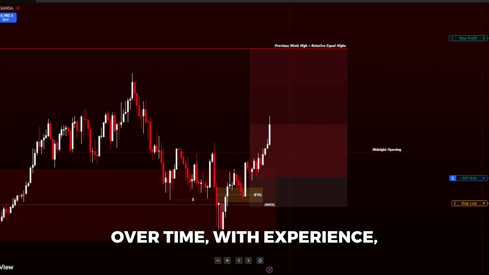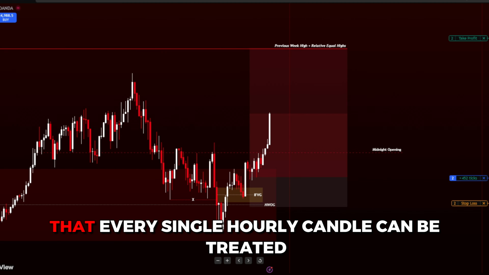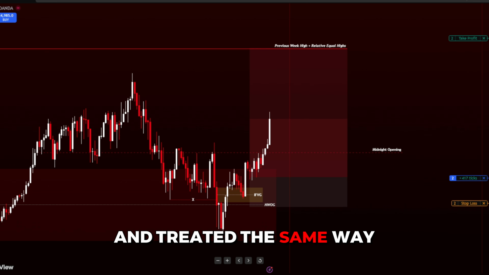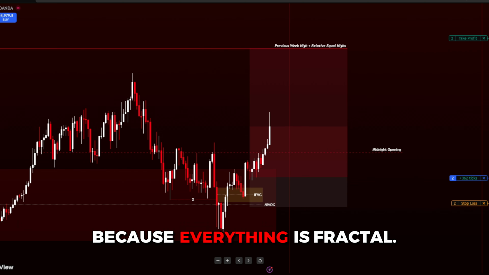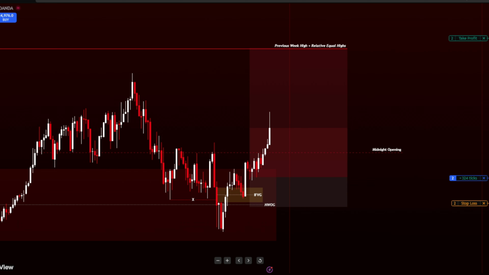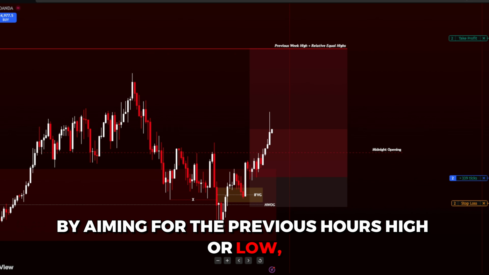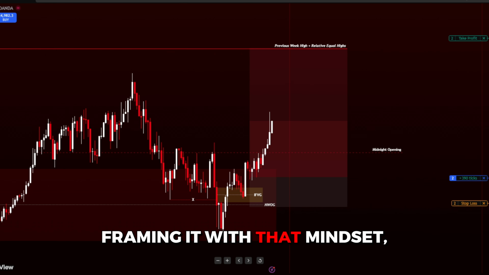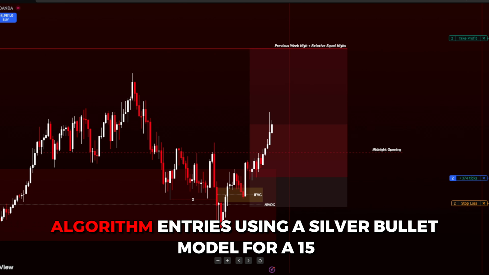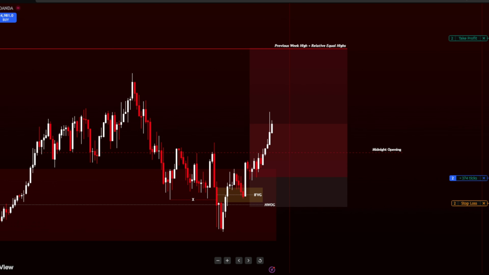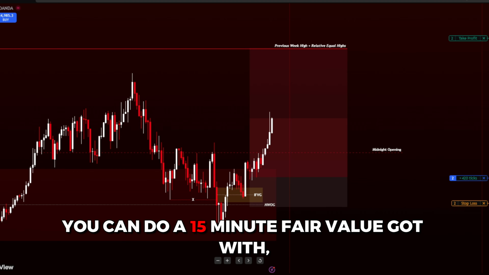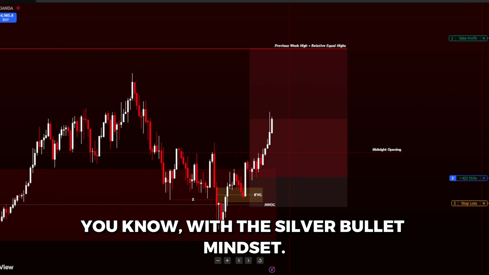Over time, with experience, you're going to determine that every single hourly candle can be traded and treated the same way as a daily range, because everything is fractal. And by aiming for the previous hour's high or low, framing it with that mindset, you can start getting high frequency trading algorithm entries using a silver bullet model for a 15 or 30 second entry or fair value gap. Using any time frame less than an hour, you can do a 15-minute fair value gap with the silver bullet mindset.